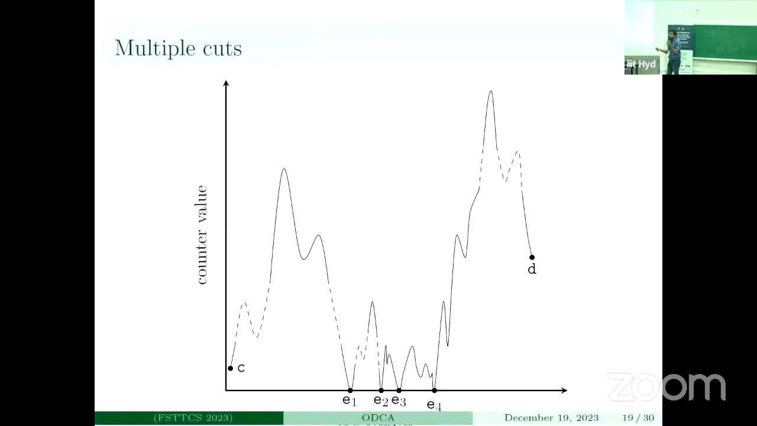With this, you can actually show that reachability is in P, because since the maximum counter value is bounded, this is just a reachability problem of a weighted automaton. So you can do it in P time.